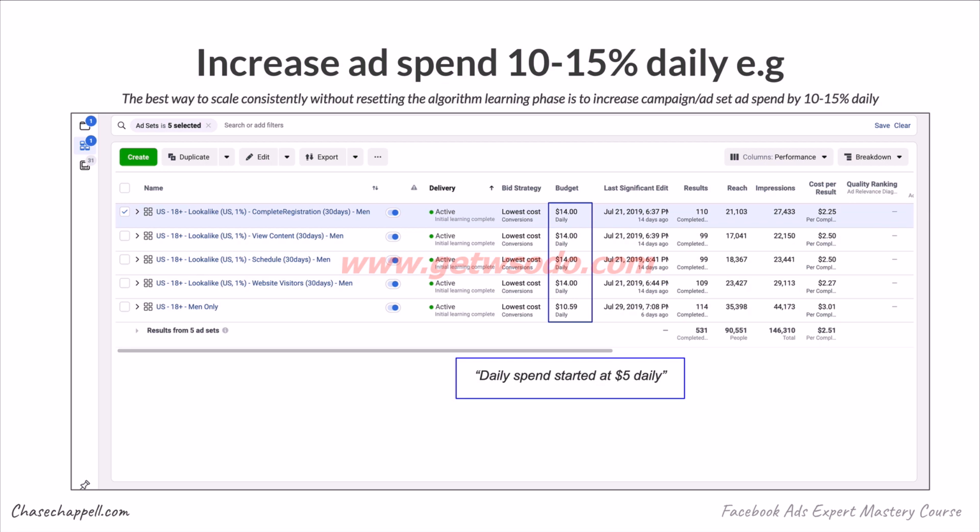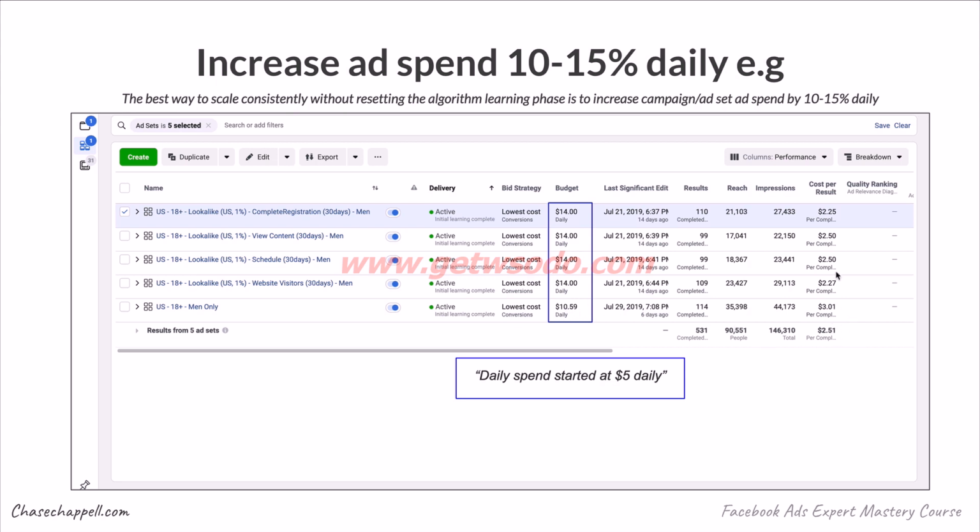This is a student of ours in the program, and he started at $5 daily on all of these. He used the breakdown in our system for the lookalikes, going through each step of his funnel and building out that lookalike. And he used the control audience. In his case, it's men only, because he found out that his audience is 100% men. You can see that at the $5 daily, before this, he was getting around $2.51. And now he's at $14 daily on most of these and $10.59 daily on this one.